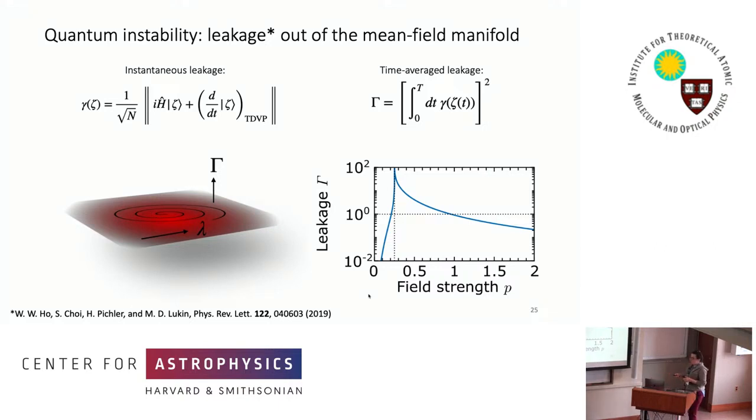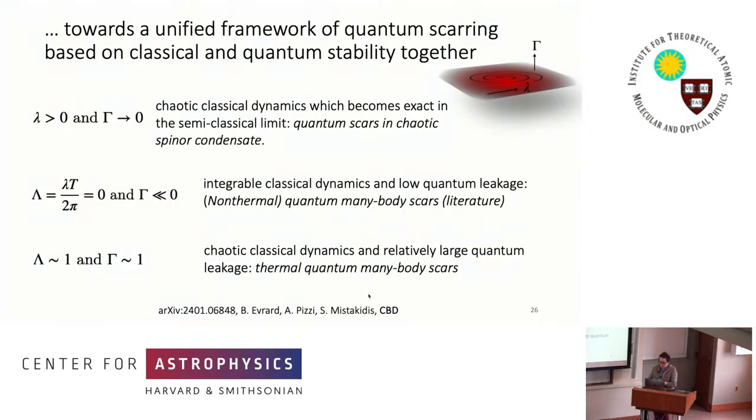So if this red chunk here is our phase space, we can talk about two diagnoses for instabilities. One is the classical instability, which is captured by the Lyapunov exponent for the entire phase space. But then there is also this other instability, quantum instability, or leakage as it is also called in the literature, that is the rate of the quantum many-body state escaping or leaking out of this mean field manifold or the effective phase space into the rest of the Hilbert space. Okay, that's what's shown. And what we see for our model is relatively large leakage, and that explains the thermalization again.